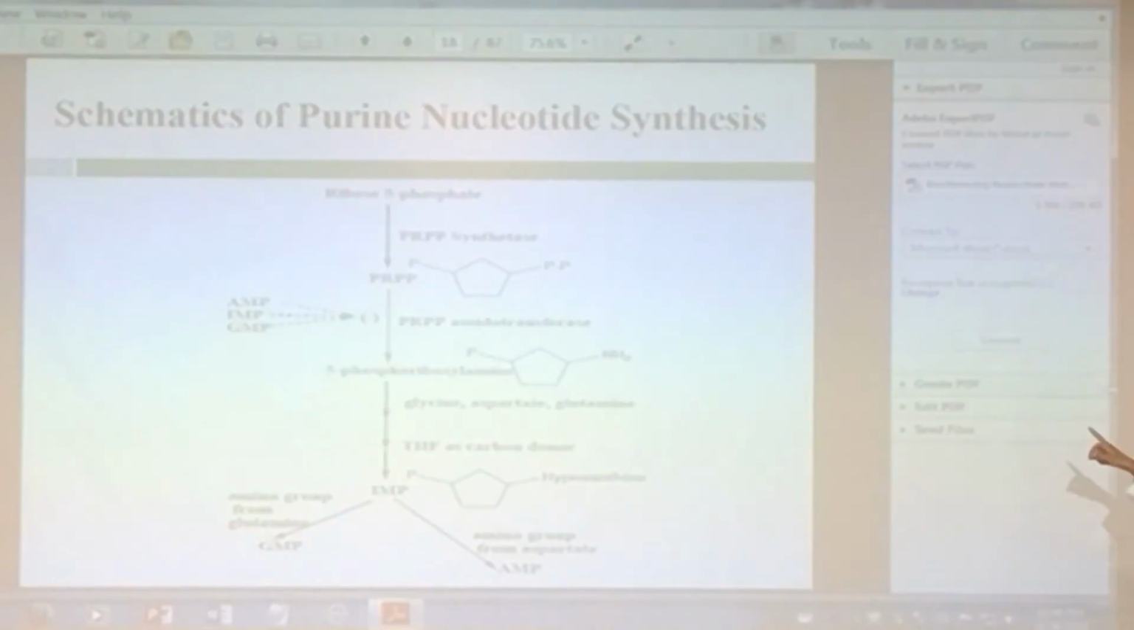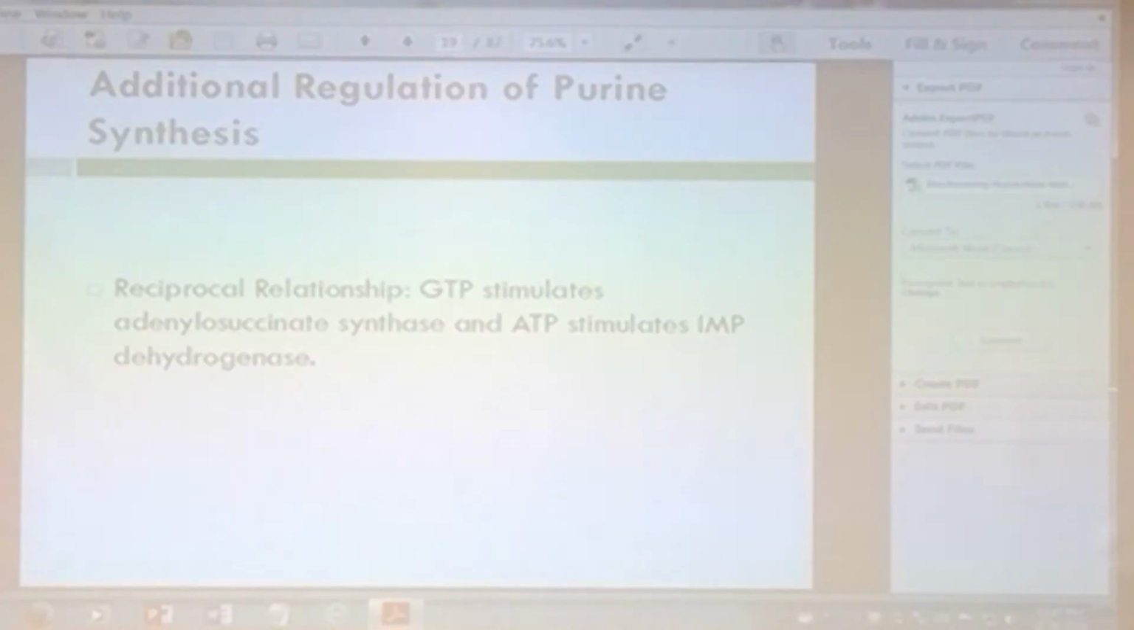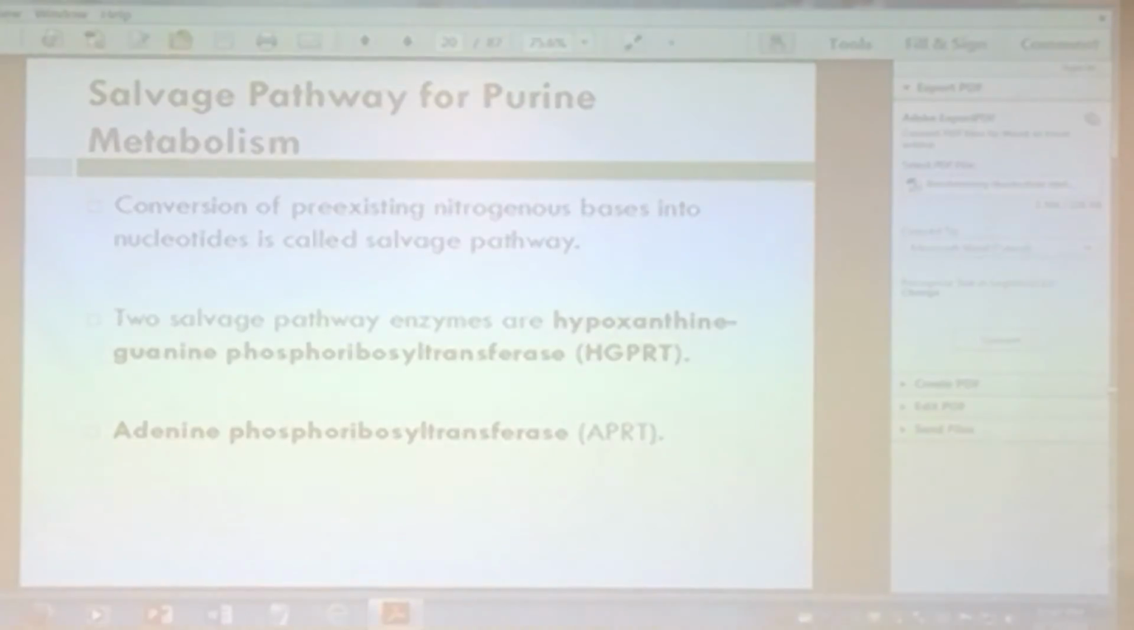Okay. So schematics of the purine nucleotide synthesis. You start out with ribose 5-phosphate, you form the phosphoribosyl, and PRPP is the phosphoribosyl donor, right? Whether it is salvage or de novo. Okay, then you have all these amino acids, glycine, aspartic acid, glutamine, donating either nitrogen or carbon or both. Have to know that. Then hypoxanthine is converted into GMP or AMP. Regulation of the 2 enzymes, the adenylosuccinate synthase and the IMP dehydrogenase.